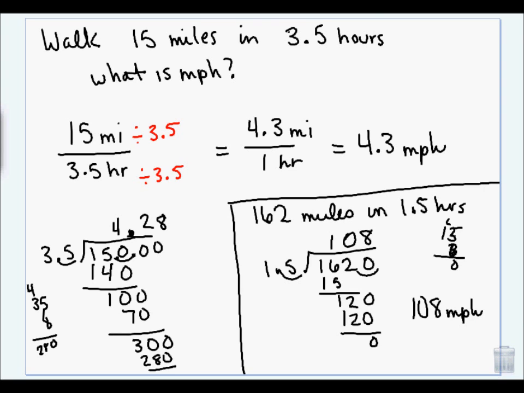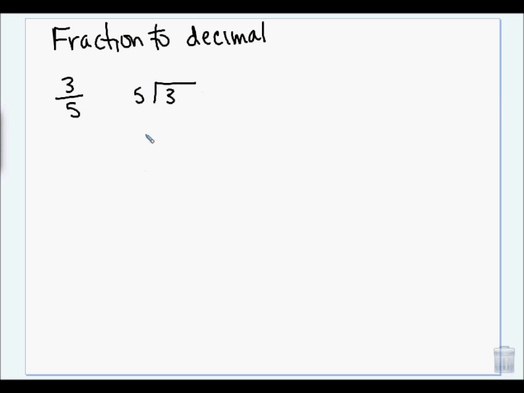And the reason, fraction to decimal, okay, so divide the top by the bottom. So I add 0.0, 5 goes into 30 6 times. So this is just 0.6.